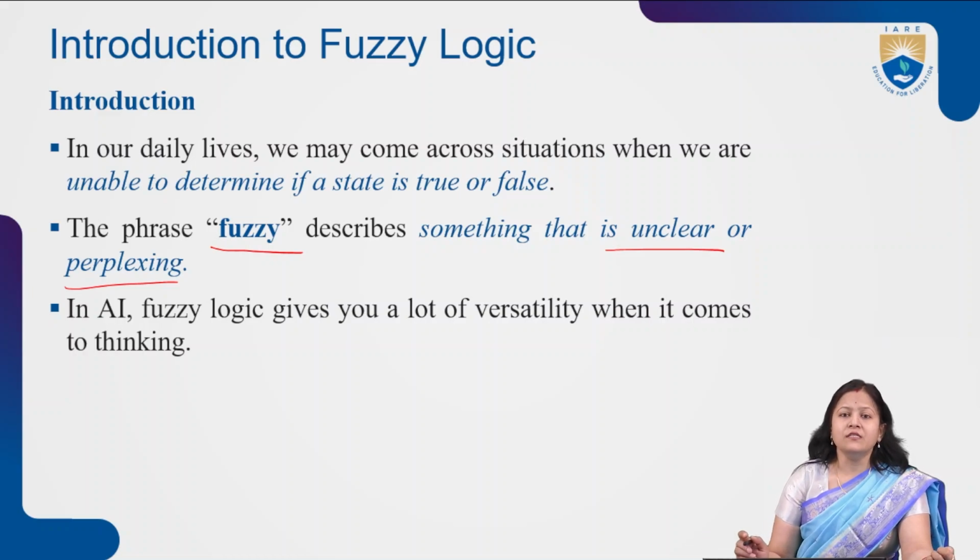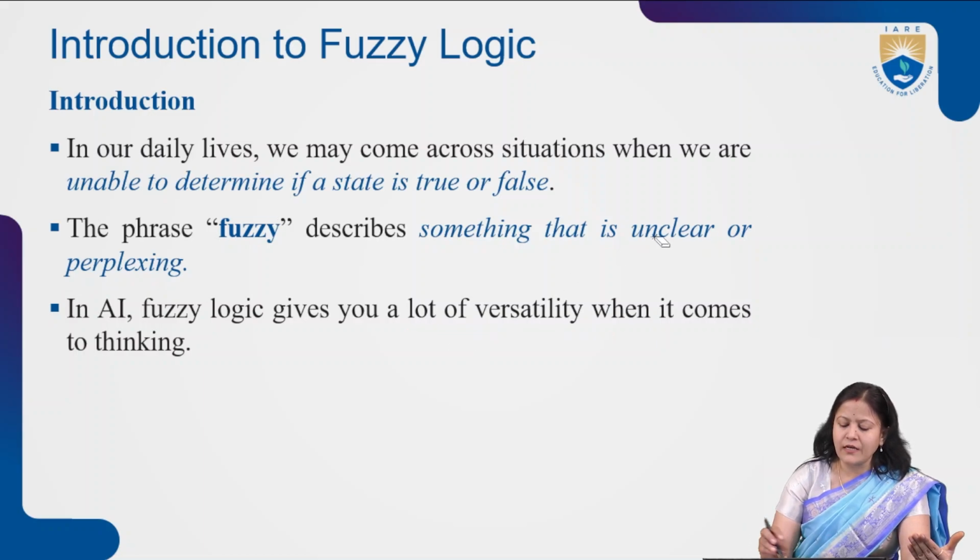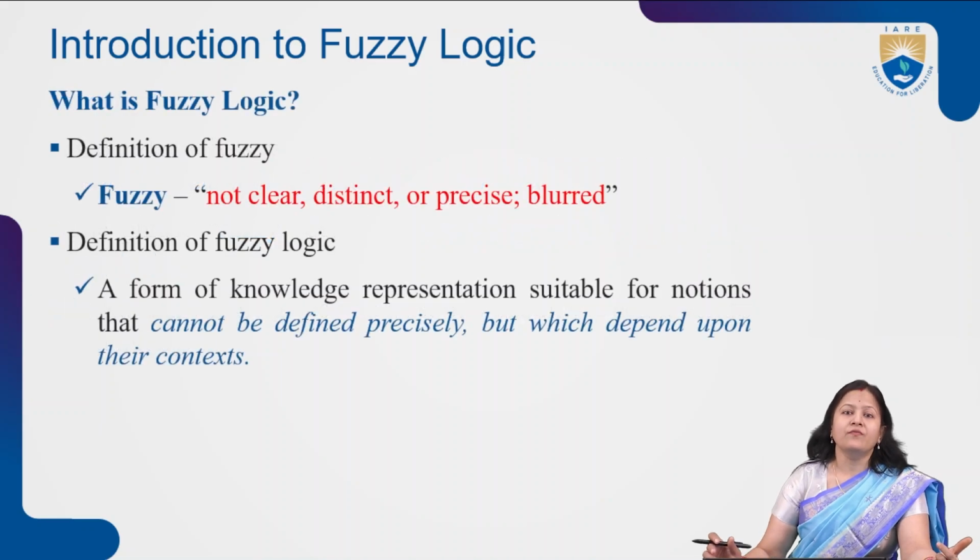In artificial intelligence, fuzzy logic gives you a lot of versatility when it comes to human thinking. What is the meaning of versatility? It means fuzzy logic can be used irrespective of any domain or application. It has various applications, and it can correlate with what a human being thinks. A similar type of pattern can be represented in the system using fuzzy logic. So that is why it has the most versatility. This is the definition, the meaning of fuzzy.